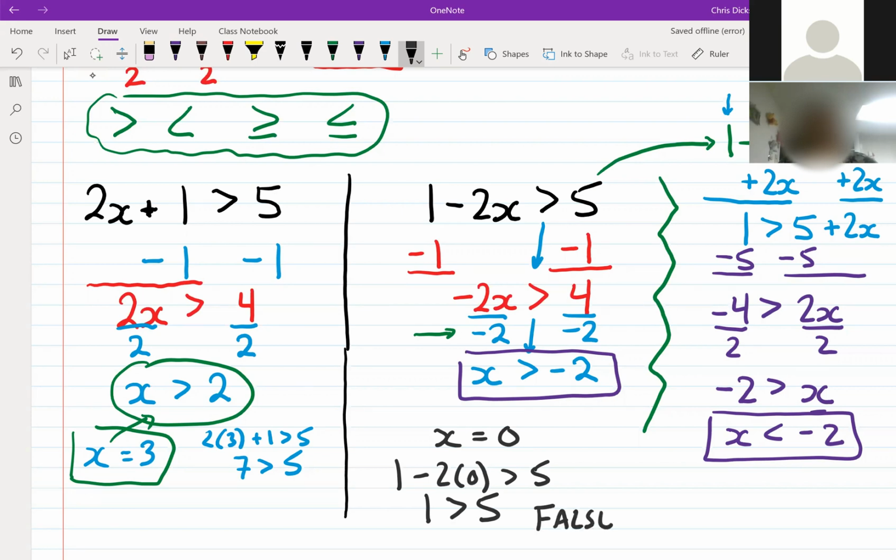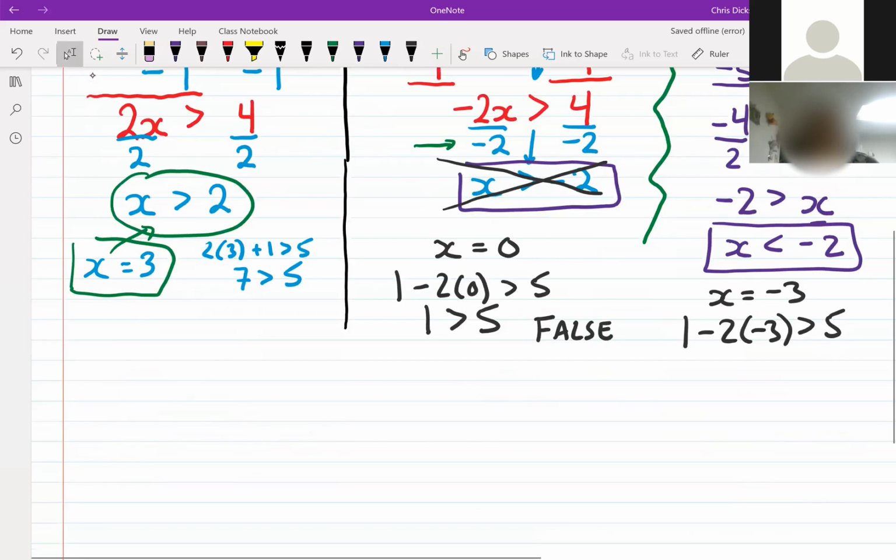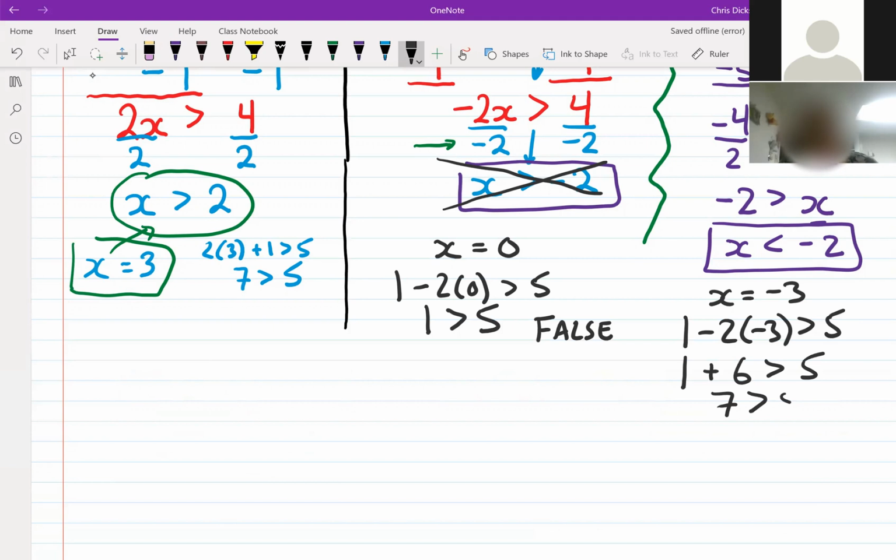Okay, but this is not true. Okay, but this statement over here, if I pick any number less than -2, so let's try x is equal to -3. Then I would say that's 1 minus 2 times -3 is bigger than 5. Now -2 times -3 is actually +6. And 1 plus 6 is 7. And 7 is bigger than 5 here. So this statement is true.